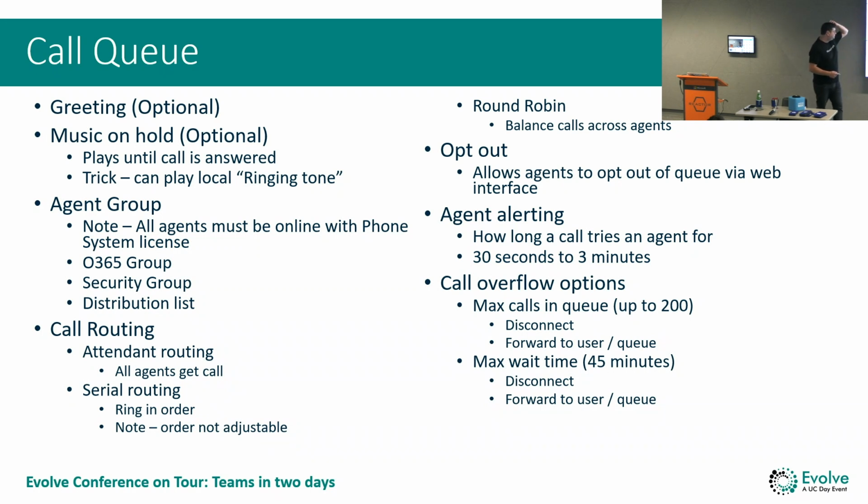Agent groups. Agents have to be online with a phone system license, but you can pick either an Office 365 group, a security group, or a distribution list. So that makes it a little bit easier for managing membership, that you can have a group bubbled up into one of these things.